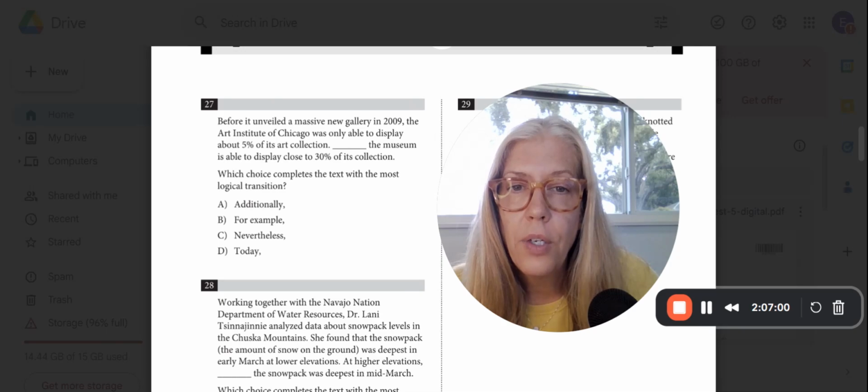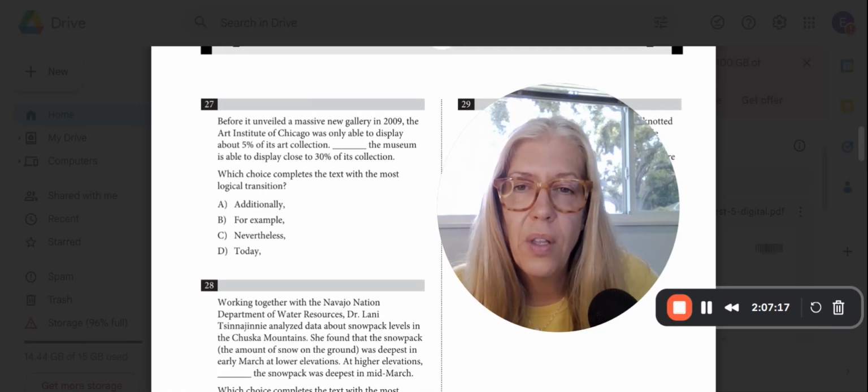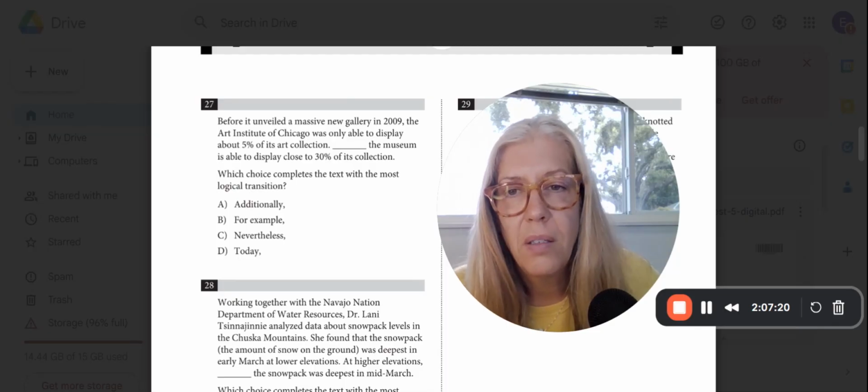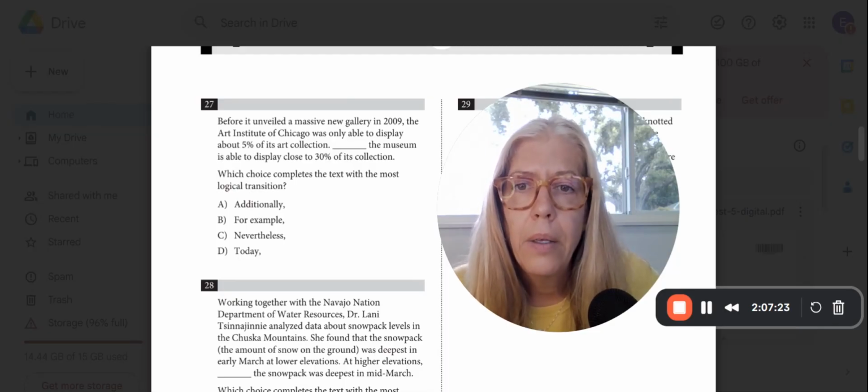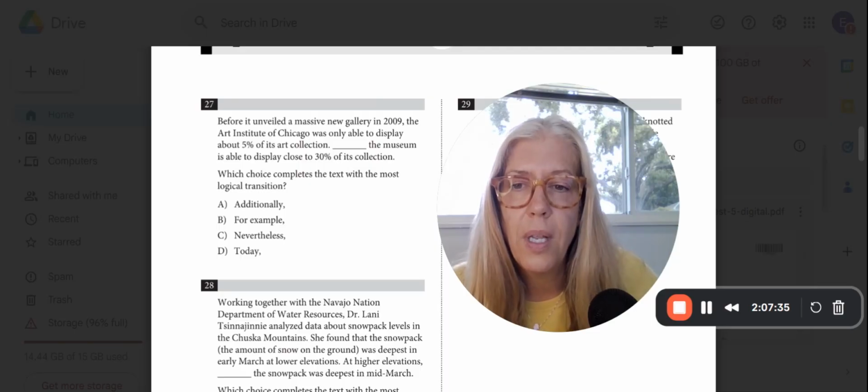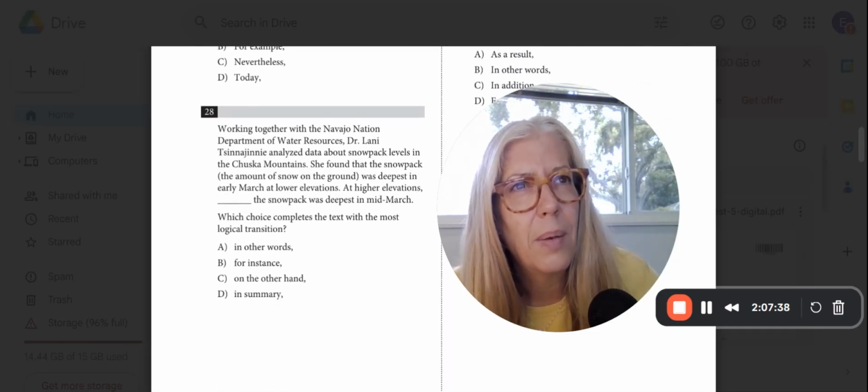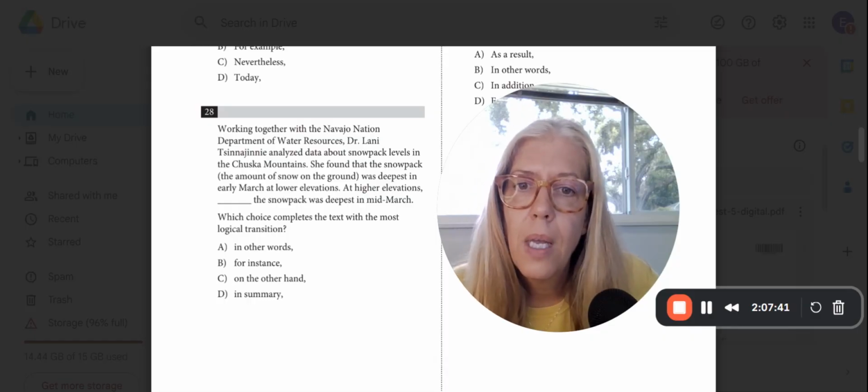We're looking for, is it a contrast or are they adding on more information? Before it unveiled a massive new gallery in 2009, the Art Institute of Chicago was only able to display about 5% of its art collection. The museum is able to display close to 30% of the collection. So they're comparing. It's a time lapse, I think. So in 2009, it could only do 5%, and today the museum is able to display close to 30% of its collection. So that was a comparison, but it was almost like a time lapse.